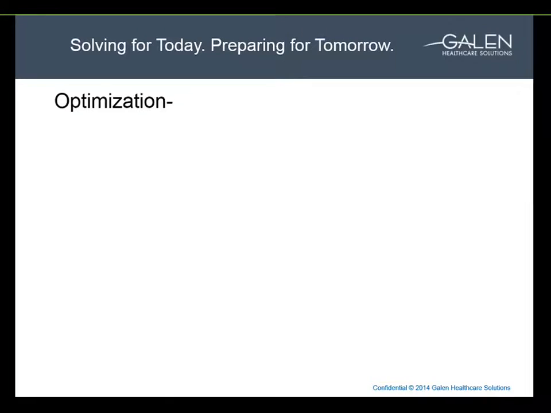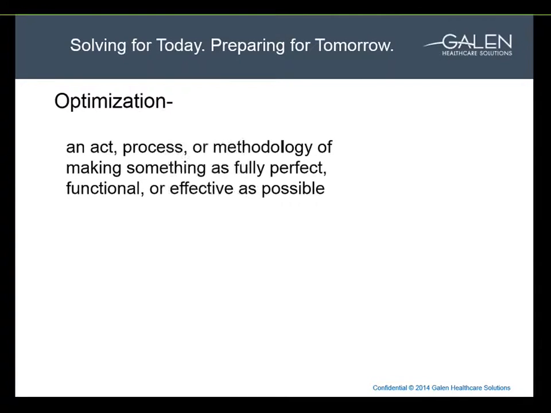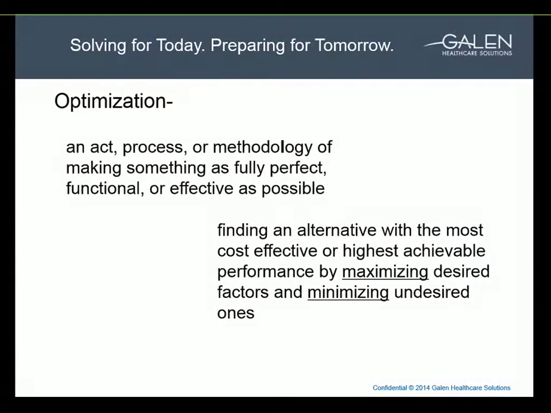So, what is optimization? Merriam-Webster defines optimization as an act, process, or methodology of making something, such as a design, system, or decision, as fully perfect, functional, or effective as possible. BusinessDictionary.com has optimization defined as finding an alternative with the most cost-effective or highest achievable performance under the given constraints, of course, by maximizing desired factors and minimizing undesired ones.